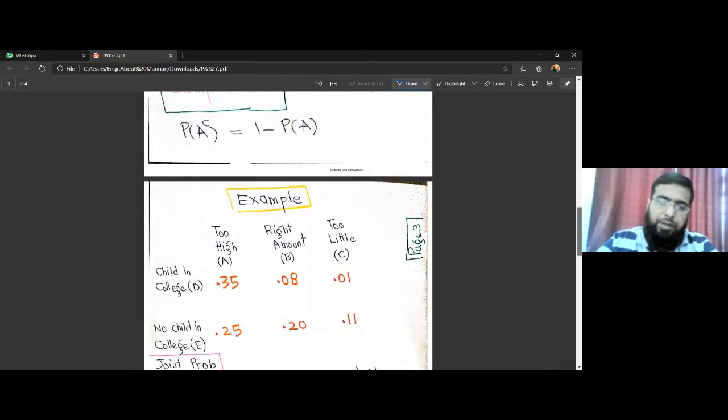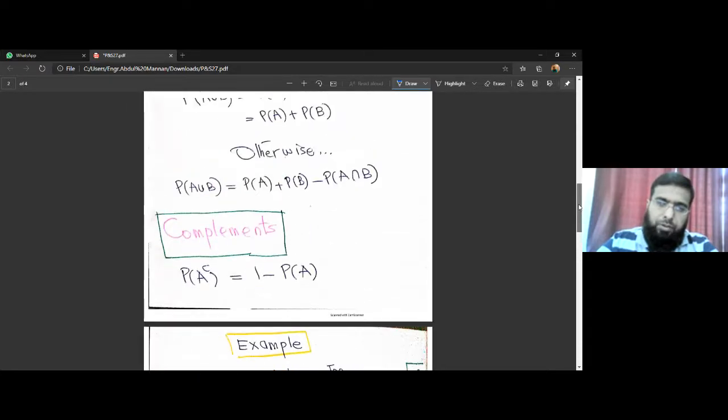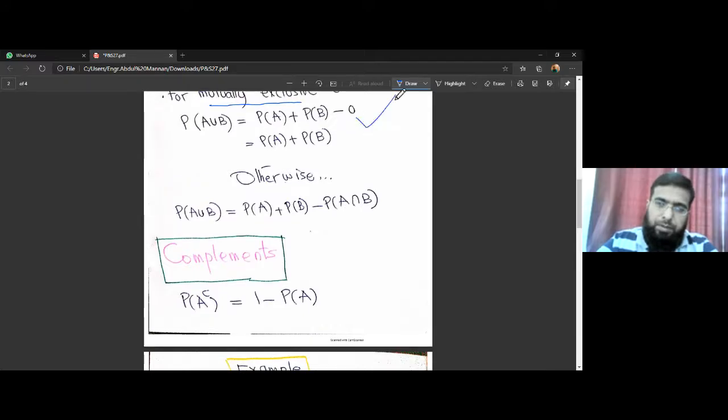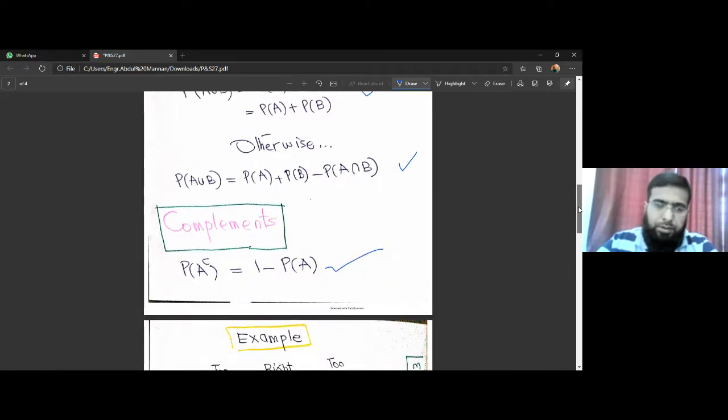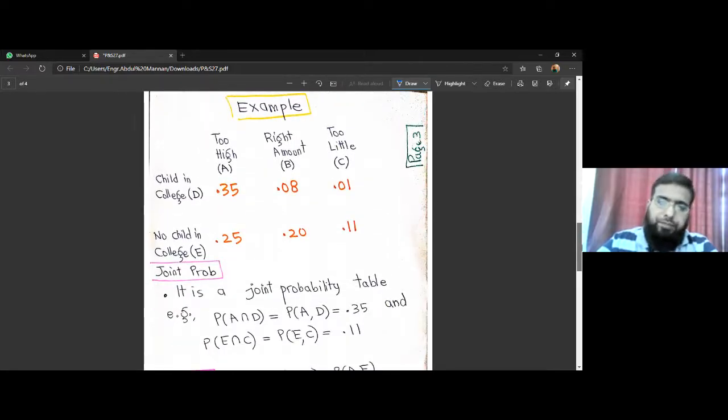Let's understand the same concept. These three equations give us three different concepts. Let's understand these three concepts with the help of an example, where we have conducted a survey where parents were called on telephone to ask whether they have a kid in college or they don't have.